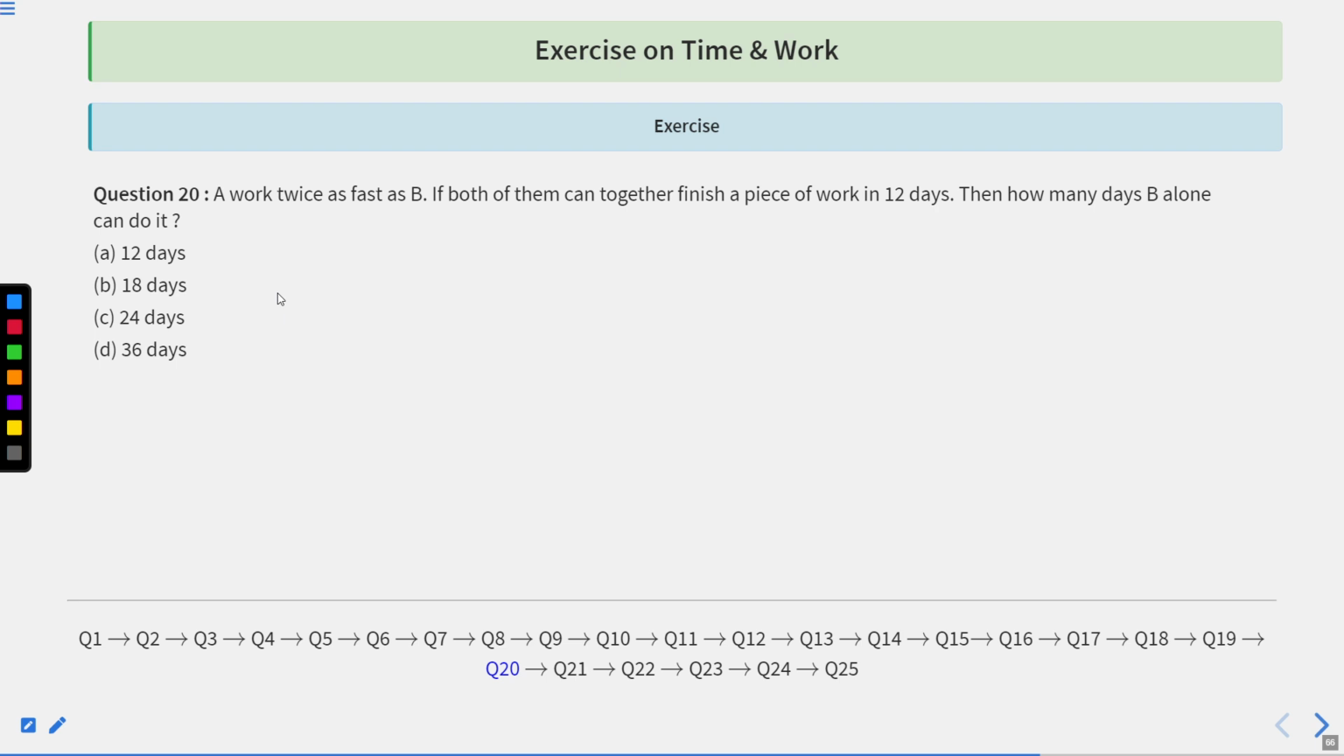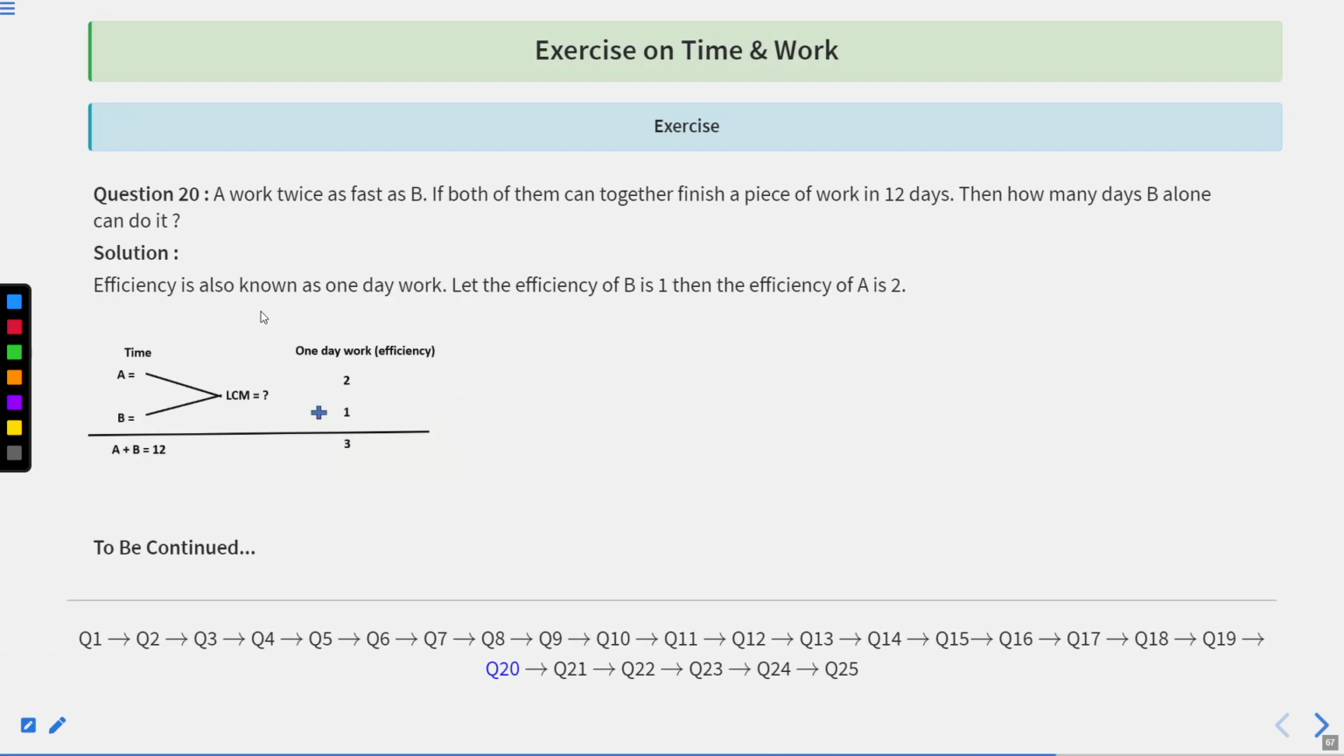Question number 20. A works twice as fast as B. If both of them together can finish a piece of work in 12 days, then how many days can B alone do it?